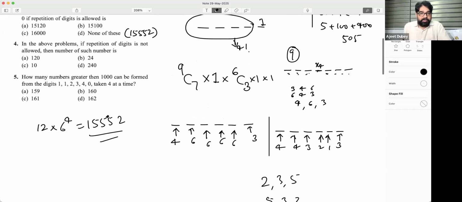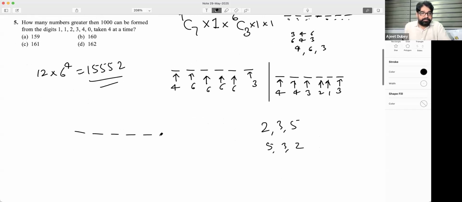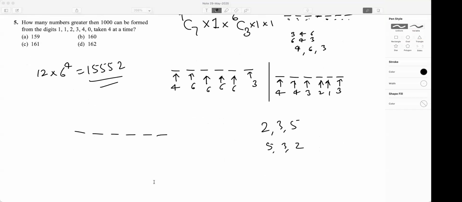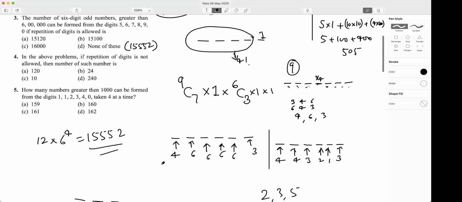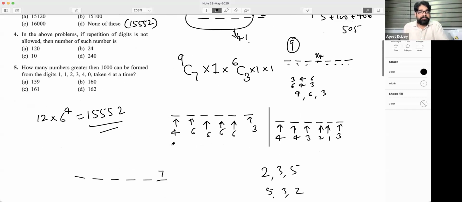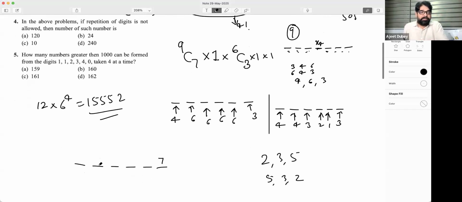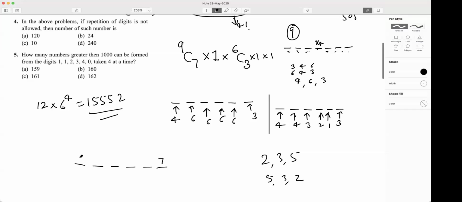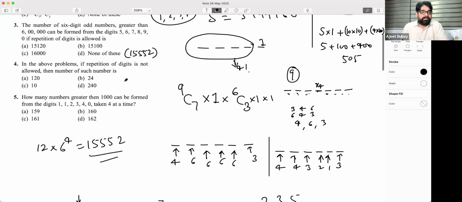Let's do it the other way. Hold up. Imagine 3, 3, 6. Let's make the cases. Sir, can you show options? Okay, sir. Imagine this place is coming, I fill it by 7. Let's fill this way. I fill it by 7, so this place I will have 2 ways. First 7 place here, 2 ways. So this place I can fill by anything except 0.